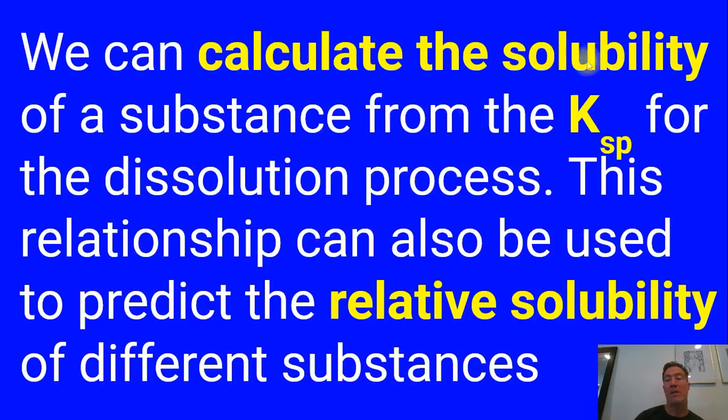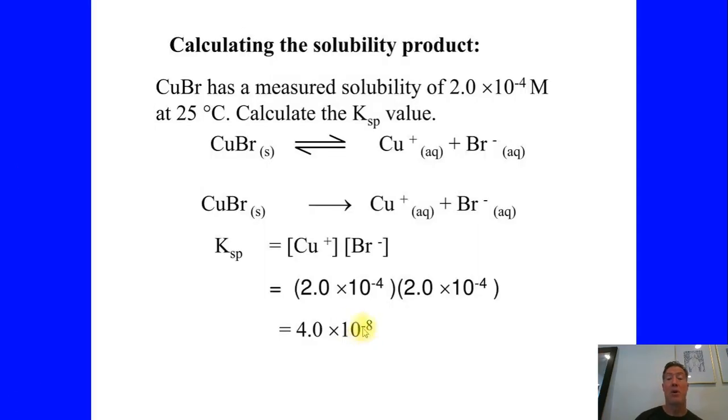So we can calculate the solubility of KSP just the same way we do for KP or KC. And that relationship can also predict the relative solubility of different substances. Just like K values, numbers that are very, very big are going to indicate basically complete dissolution. Numbers that are very, very small are going to indicate very slight solubility. The smaller the number is, the less concentrated the ions are in a saturated solution.